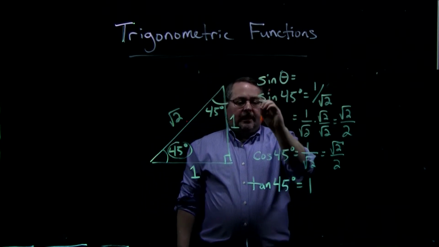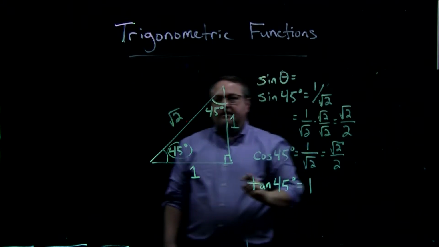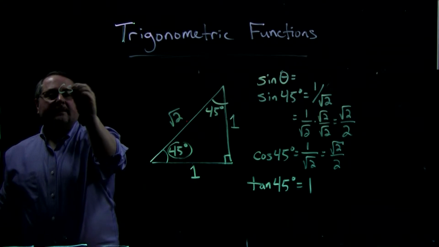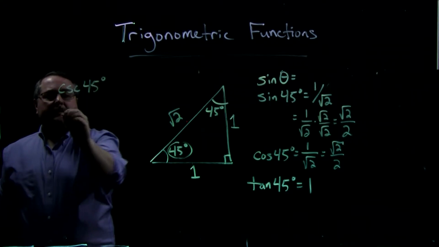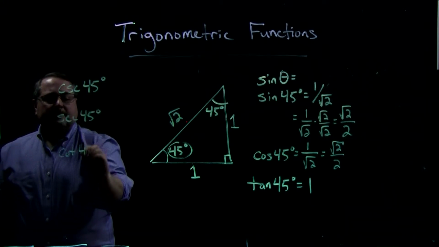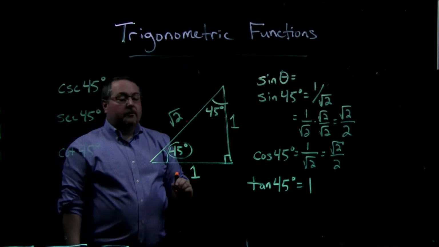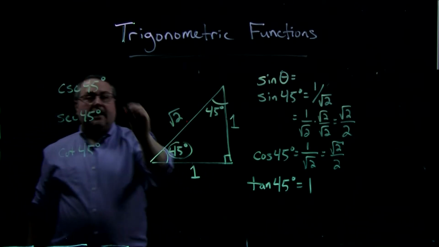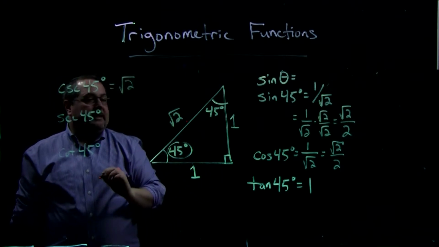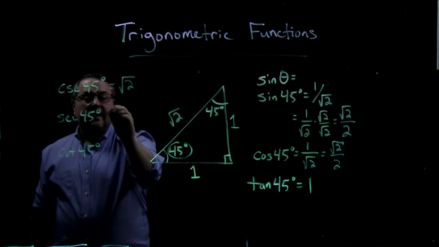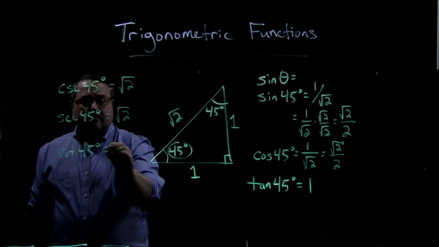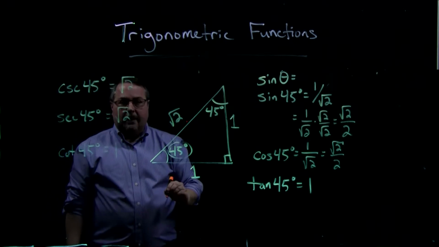Okay, so here we have the sine, cosine, and tangent of 45 degrees. And since we have the sine, cosine, and tangent, we can take the reciprocals and get the cosecant, the secant, and the cotangent. Okay, so the cosecant of 45 degrees will be the reciprocal of the sine, so that's going to be square root of 2. Similarly, the secant of 45 degrees is the reciprocal of the cosine, so that's going to be square root of 2. And the cotangent of 45 degrees is going to be the reciprocal of 1, which is 1.